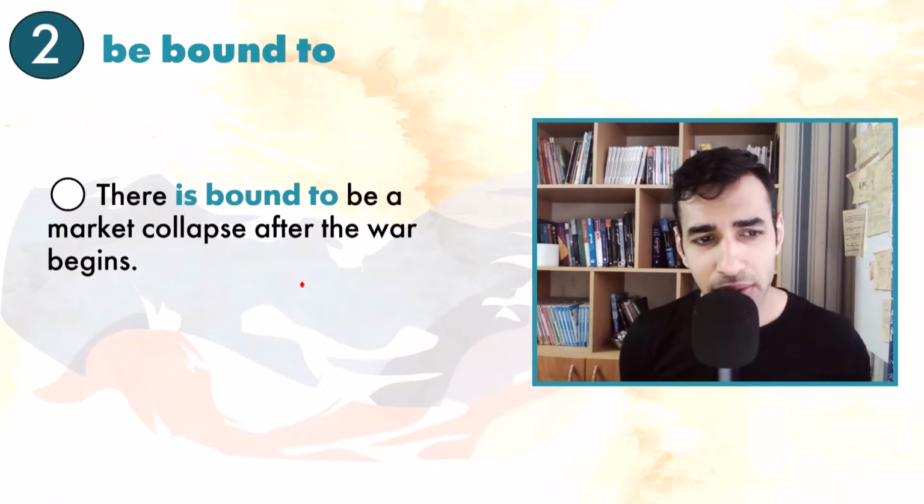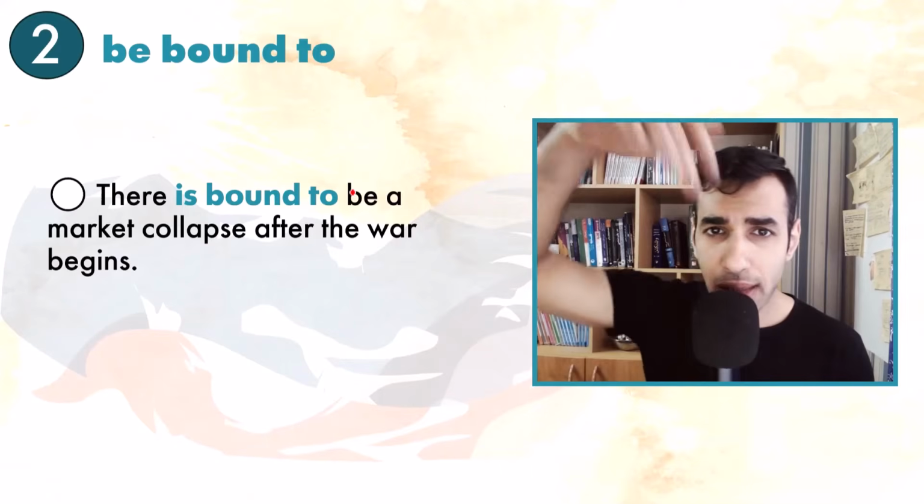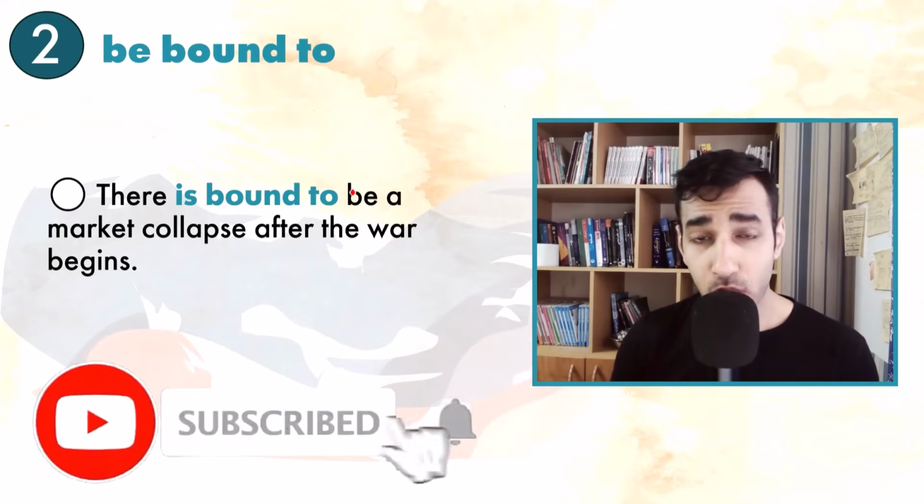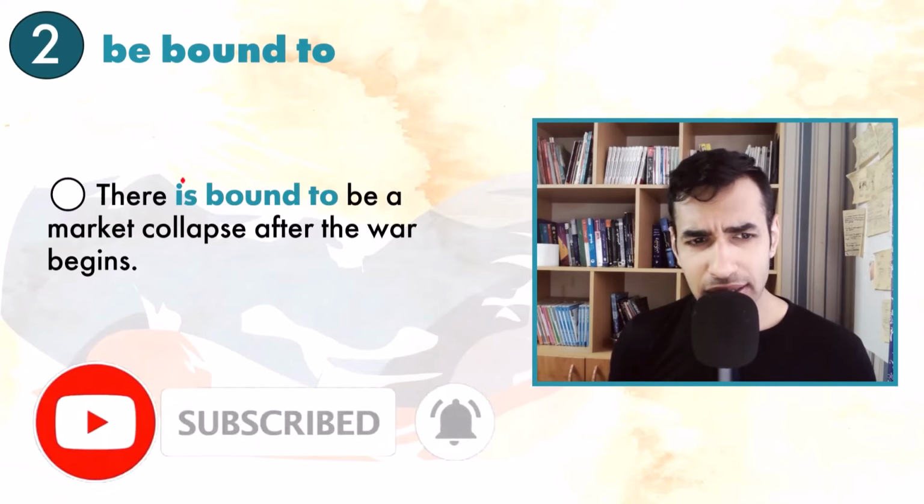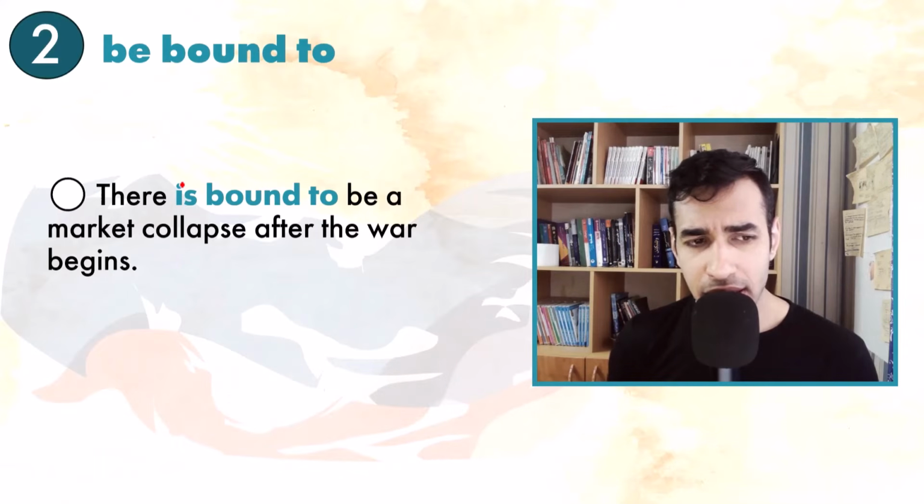There is bound to be a market collapse after the war begins. There is bound to means it is likely that there is a market collapse. There will be a market collapse after the war begins. It is certain that a market collapse will happen after the war begins. So there is bound to, it is certain that, it is likely that. After to, we use an infinitive form of verb.